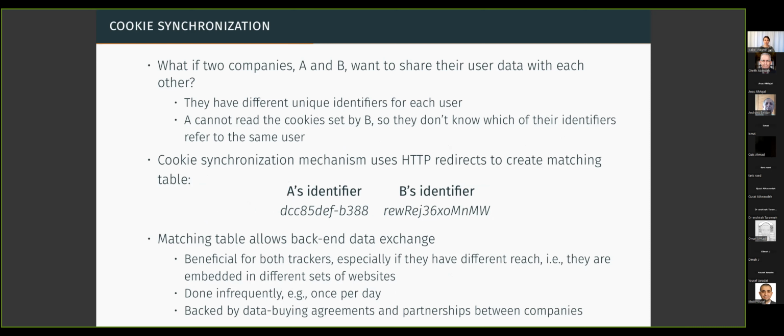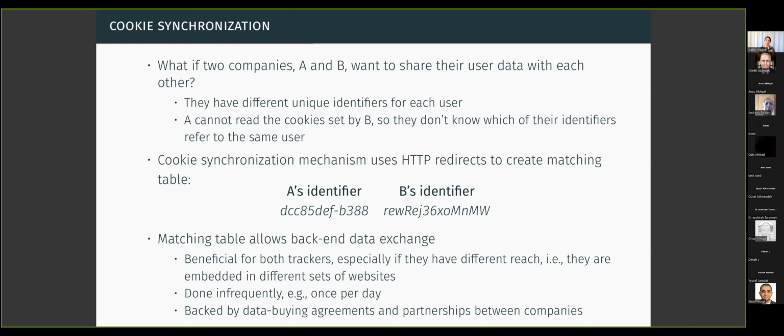the cookies for company A and company B are different due to cookie security mechanisms. They can't read the cookies set by the other companies, so they don't know which of their identifiers refer to the same human being.